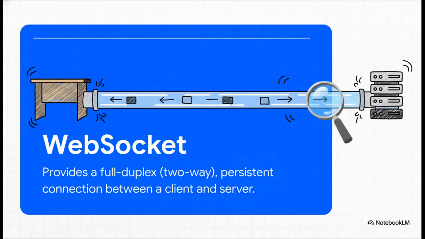The best way to think about this is like one of those old-school pneumatic tube systems you'd see in a bank or an office. You can pop a message in the tube and, whoosh, send it to the server. And crucially, the server can send one right back to you through the very same tube at any time. It's a true two-way street, a full duplex conversation.